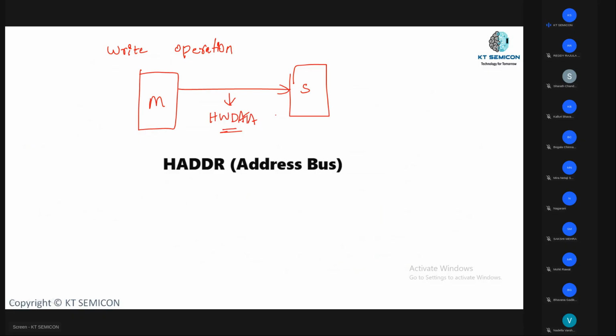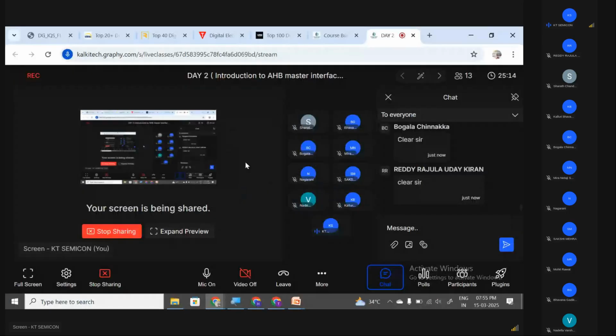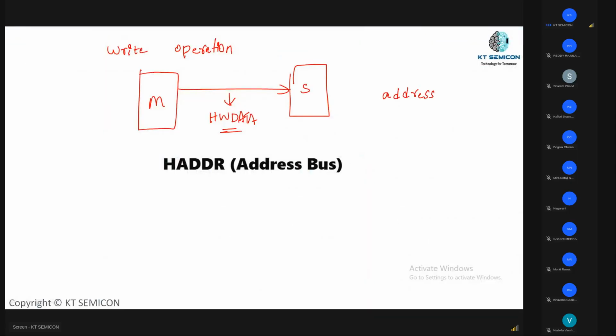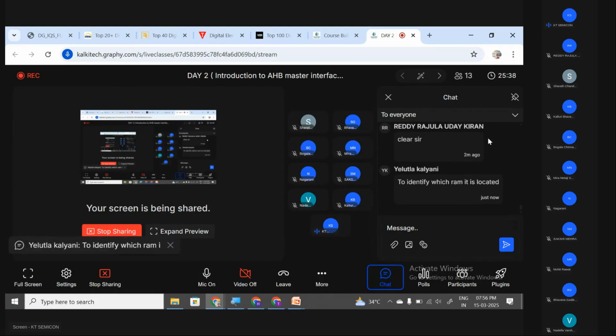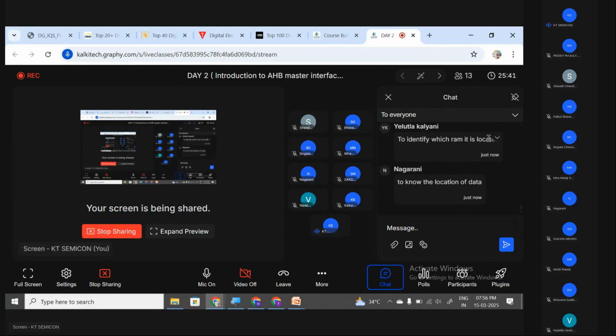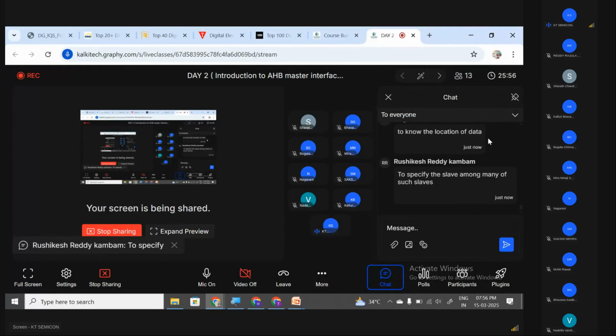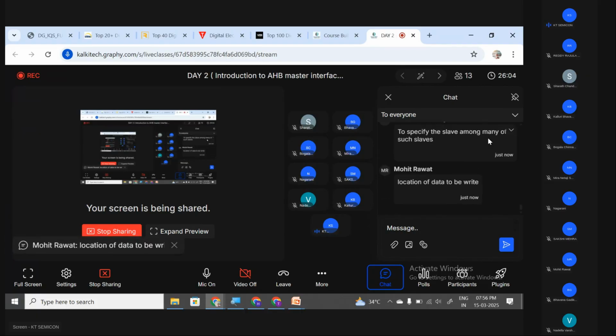Now, can anyone tell me why we need this particular address? What is the use of this address? We are simply sending the data, it's good and enough, right? Why do we need address? Any answer? To identify which RAM it is located, to know the location of the data. To specify the slave among many of such slaves. Location of the data to be written.